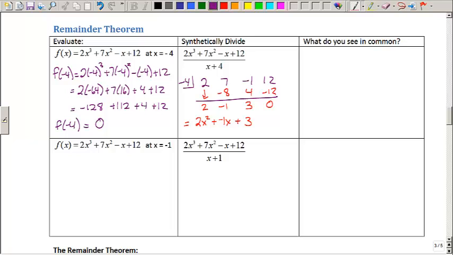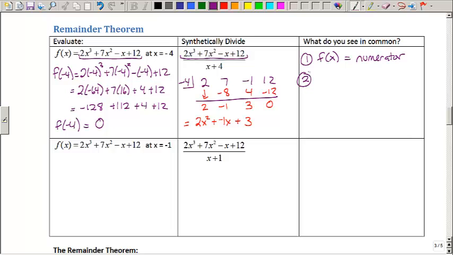And this is where I would usually have my students call out, but I understand we're in a video setting here, so you can't necessarily call them out. But one thing that my students usually see is that we started off with the same polynomial as the same numerator. So f of x in the evaluate step was equal to my numerator in my synthetic division problem.